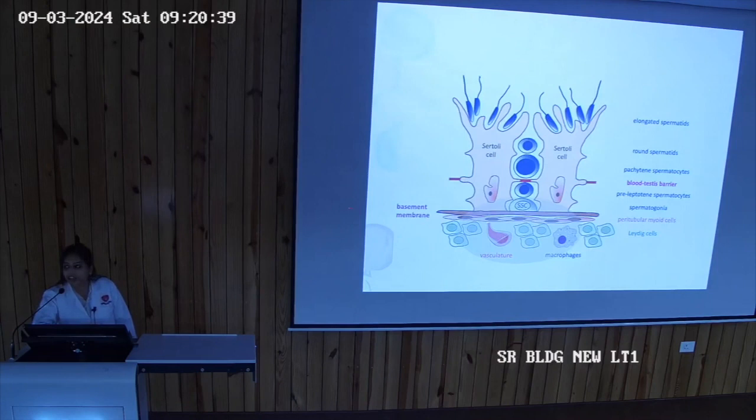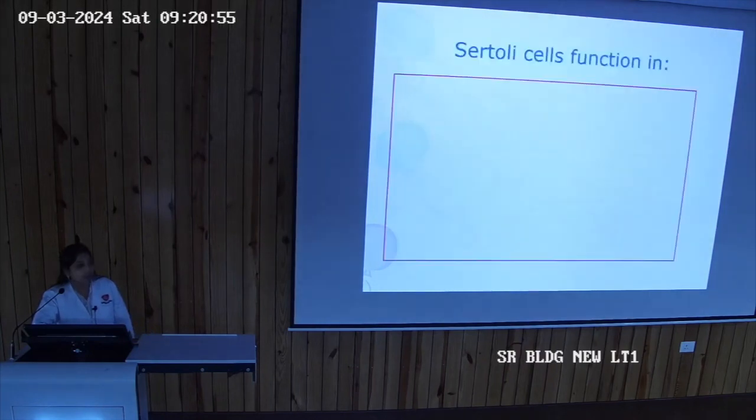So what are the functions of Sertoli cells? Yes, we always say nutrition and protection. Any other function? Sertoli cells do not secrete FSH, but they have FSH receptors on them. So whenever FSH binds, there is secretion of inhibin, which inhibits the secretion of FSH from the anterior pituitary. Yes, so secretion of inhibin first.